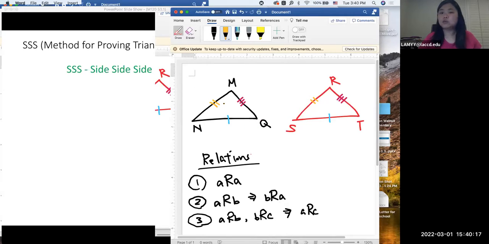So if we could show these 3 sides are congruent, then we could say triangle NMQ is congruent to triangle SRT. And the reason is SSS. Okay, this is the first method.